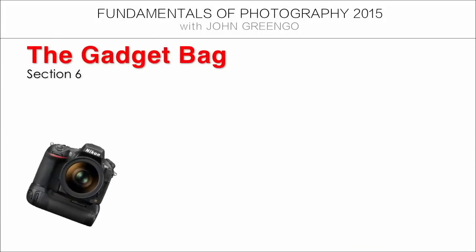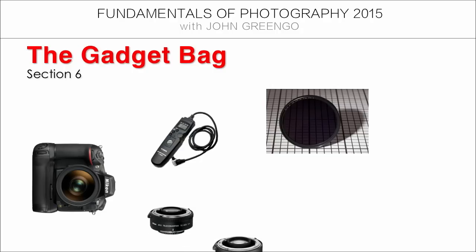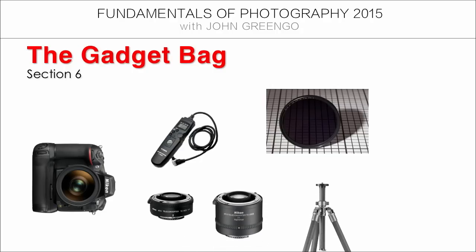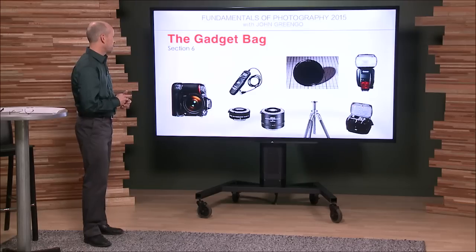Section 6, we're going back to the gadgets. So this one we're going to talk about all those different accessories that help solve problems for photographers. Tripods, filters, flashes, vertical grips, remote shutter releases. There's a wide variety of things that we're going to talk about in here. And so this is where we get to put all of our gadgets and talk about them.